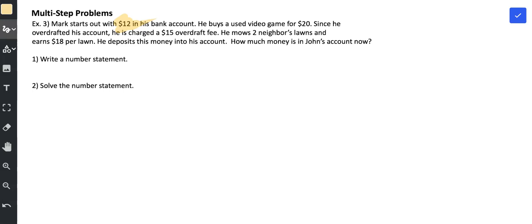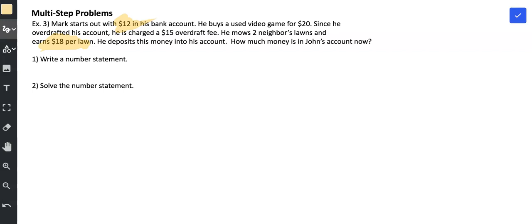Then it says he mows 2 neighbors' lawns and earns $18 per lawn. So that's a positive. So I'm going to mark that as a positive. He deposits this money into his account. How much money is in Mark's account now?